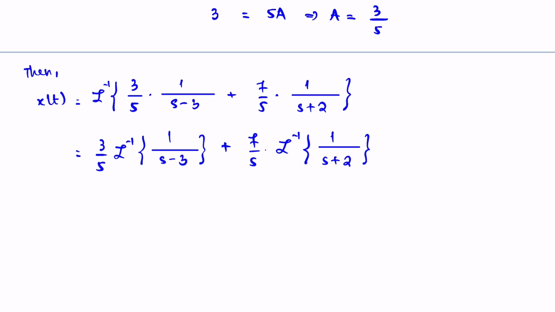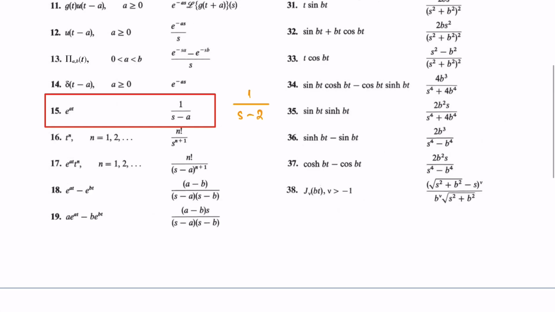Okay, so let me go to the Laplace transform table. So you go to here for this formula, number 15. The one that you got is 1 over (s minus 3). So we just mimic this formula, 1 over (s minus a), for a equal to 3 in this case. So the inverse Laplace transform of 1 over (s minus 3) is e to the 3t.